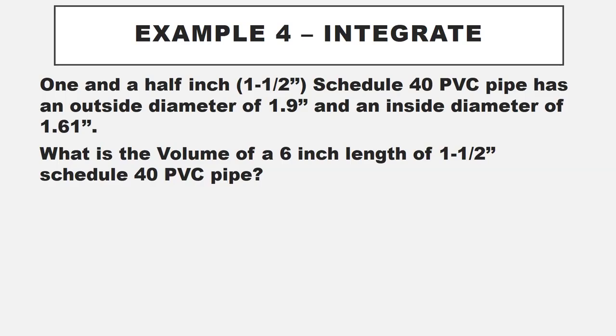But the key thing here is that Schedule 40 PVC pipe is a cylinder, but it's hollow in the middle. And so if we're going to figure out the volume of the actual substance that makes this up, we don't want to include the middle portion. And so there's a really straightforward, nice way to integrate this using cylindrical coordinates. Let's go ahead and do that.